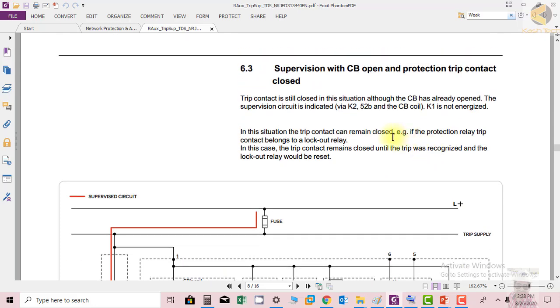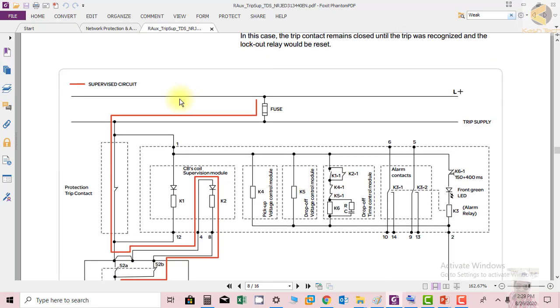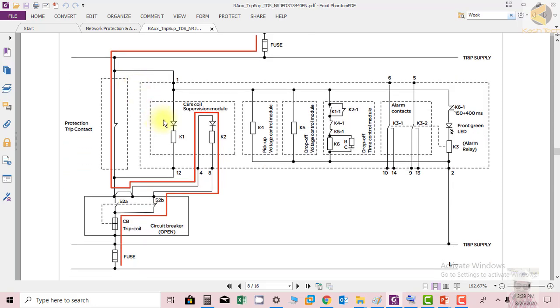So this is another condition. For example, if the tripping is not done from the relay, because the relay contact is reset after the fault is clear. But if the tripping is done through a lockout relay 86, the tripping is continuous. So what will happen in this case, that we have seen during tripping, the delay and the supervision will be done by K6 and it will wait for 150 milliseconds, and during this time the breaker will open.